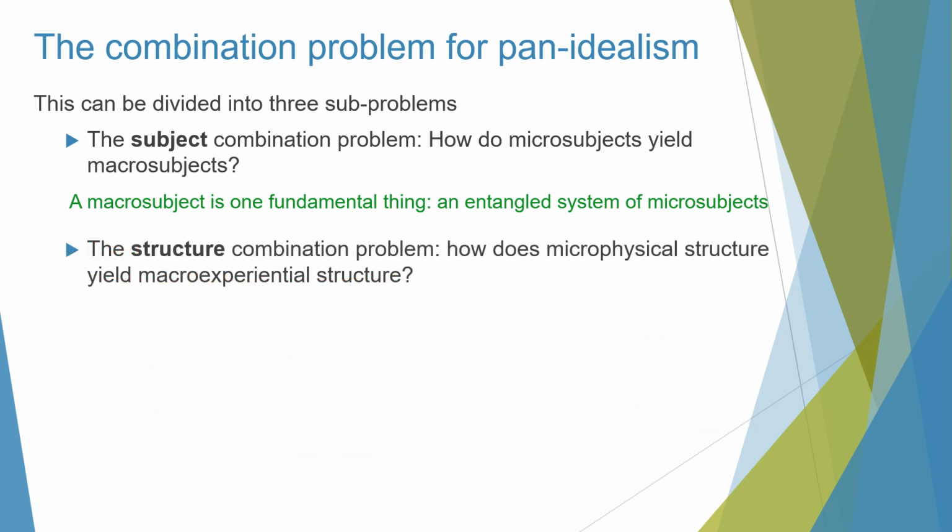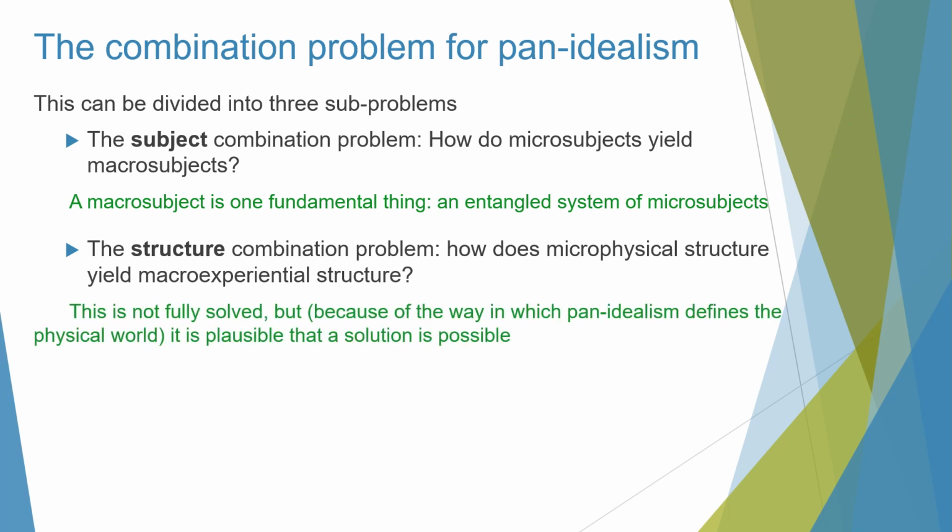The structure combination problem asks, how does microphysical structure yield macro-experiential structure? This isn't fully solved, but it's plausible that a solution is possible. This is because in Pan-Idealism, all structural physical facts can be fully reduced to mathematical structures within the percepts of minds.